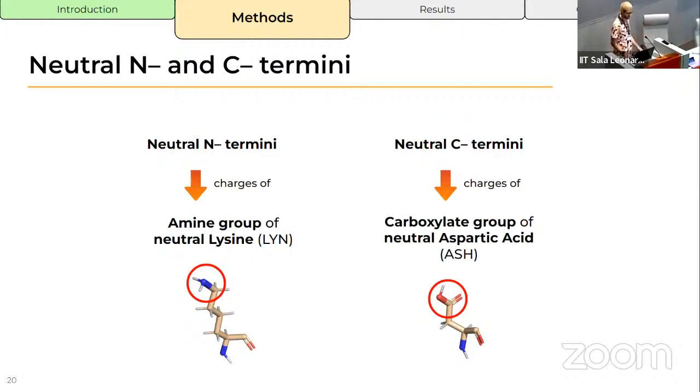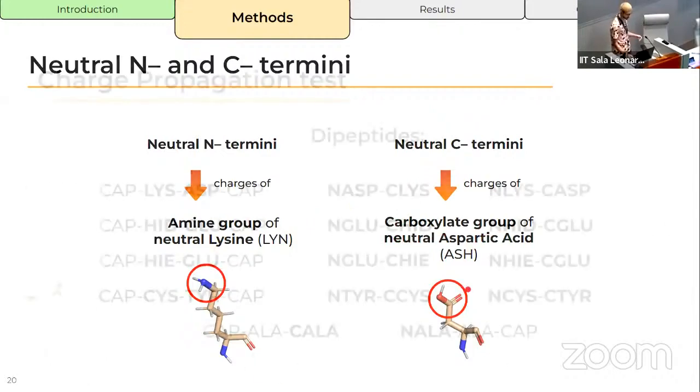Okay, so another thing that we had to do: we need to have the charges for when we have neutral N and C termini. The best place to get these, for the neutral N termini, was the amine group at the far end of the side chain of the neutralizing block that we already have parameterized in AMBER. And we use these charges. For the neutral C termini, we use the neutral aspartic acid at the end of the carboxylate group.